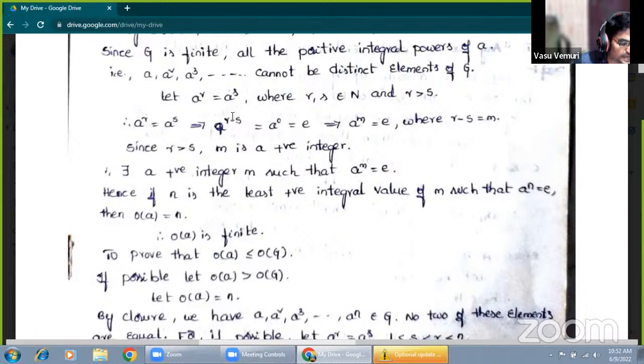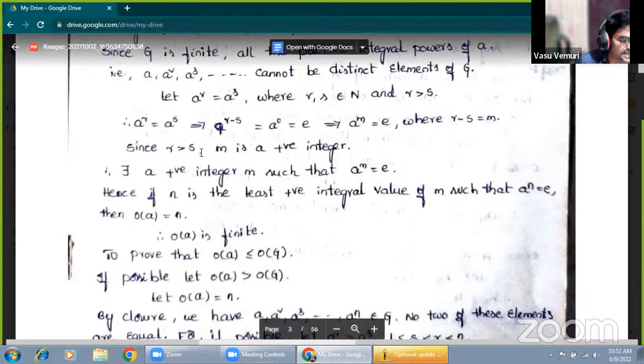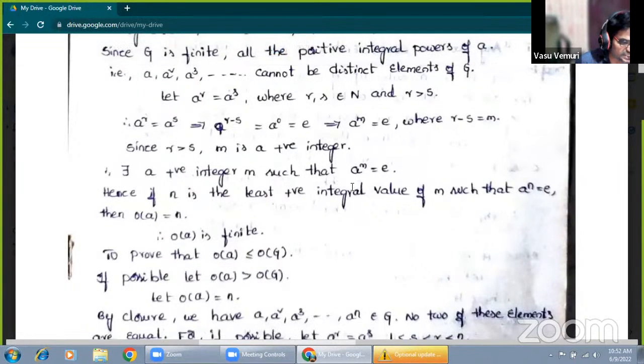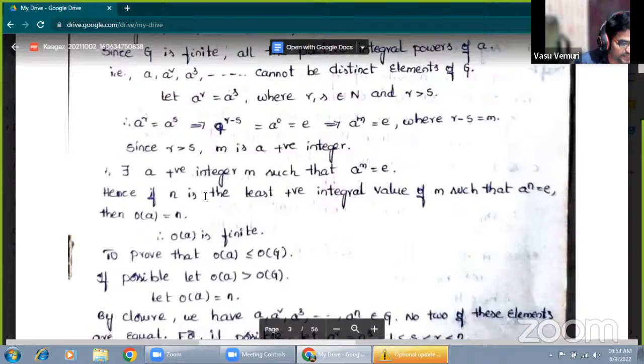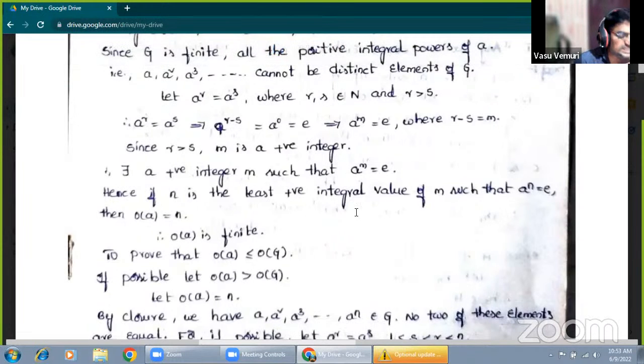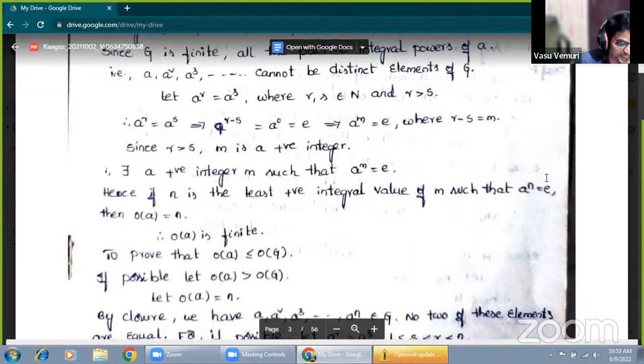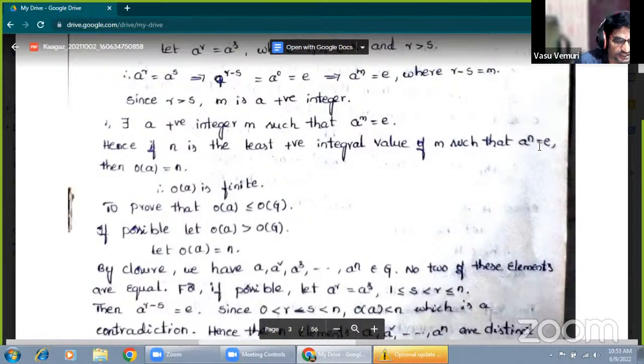Therefore put R minus S equal to M. That is, A power M equals identity. Since R is greater than S, M is a positive integer. Suppose M is the least positive integer such that A power M equals E. What is the meaning of this condition? The element has order equal to M. By this condition, the element has order M.